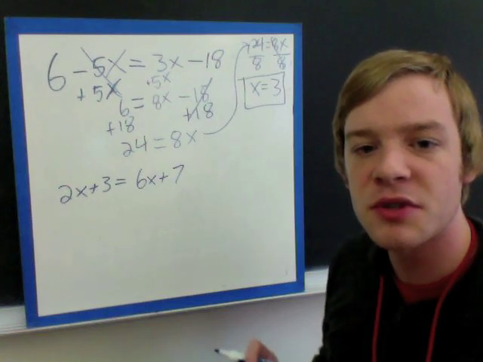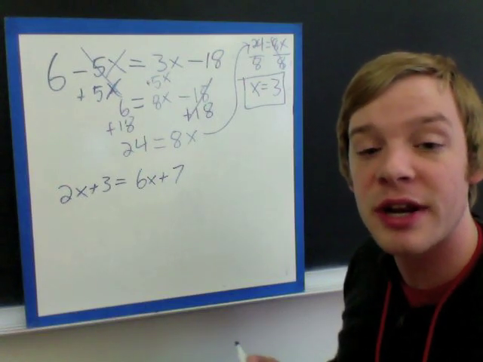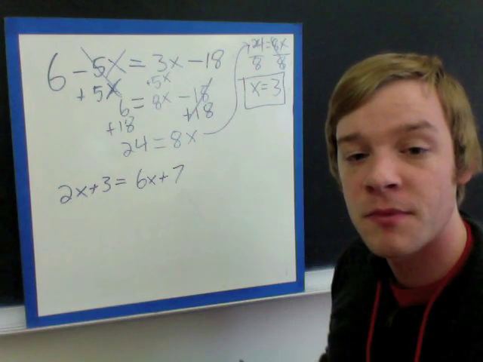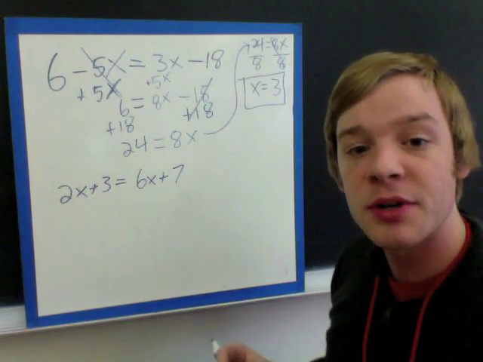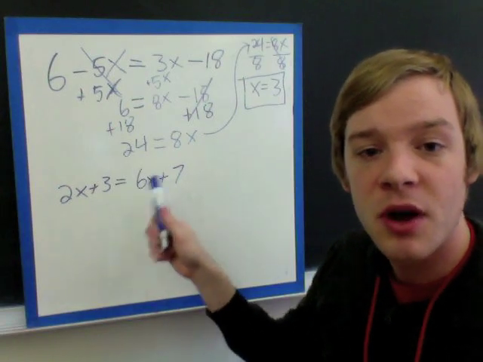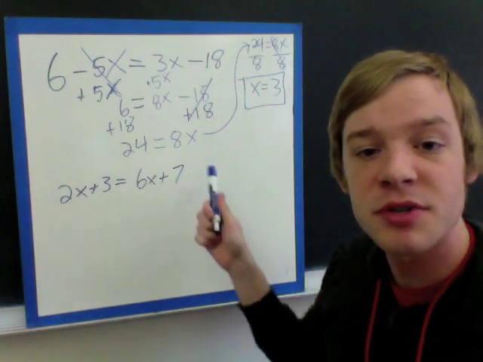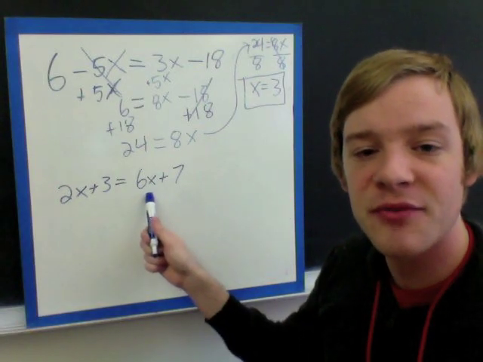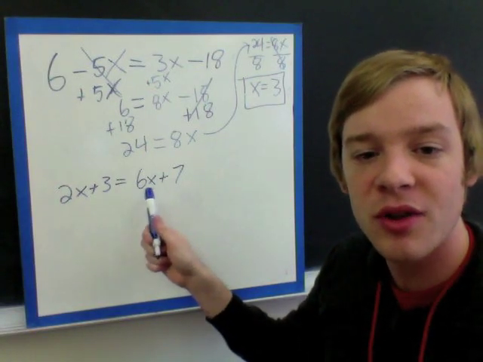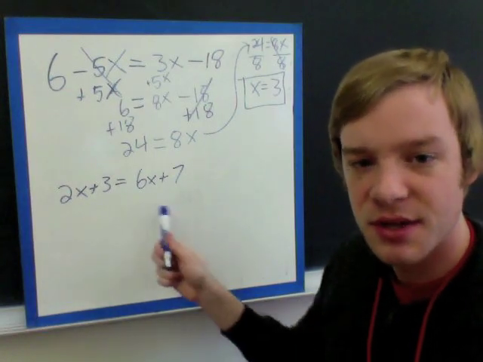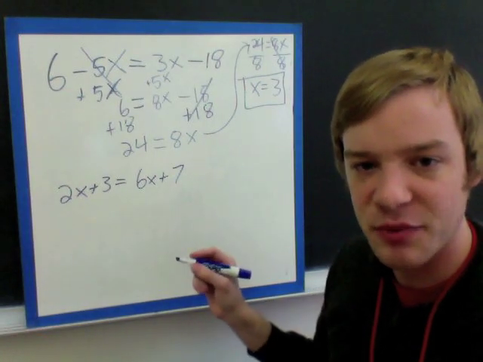Alright, if you think you can solve this last problem, go ahead and try it out, but I'm going to go through it as well. This time, I'm going to choose to get all of my variables on the left side and all of my numbers on the right side. So I'm going to start by canceling out my variable that's on the right. Since I want all of my variables on the left, I have to cancel out the ones on the right. So I'm going to subtract 6x from both sides.